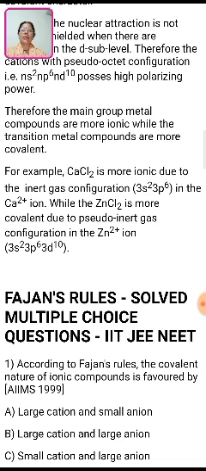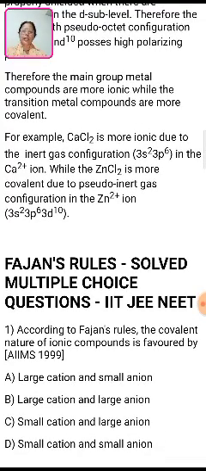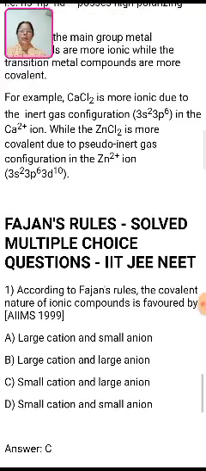In this case, for example, calcium chloride is more ionic due to the inert gas configuration 3s2 3p6 in the calcium 2 plus ion, while zinc dichloride is more covalent due to pseudo inert gas configuration in the Zn2 plus ion, 3s2 3p6 3d10, and thus it is more covalent due to pseudo inert gas configuration.